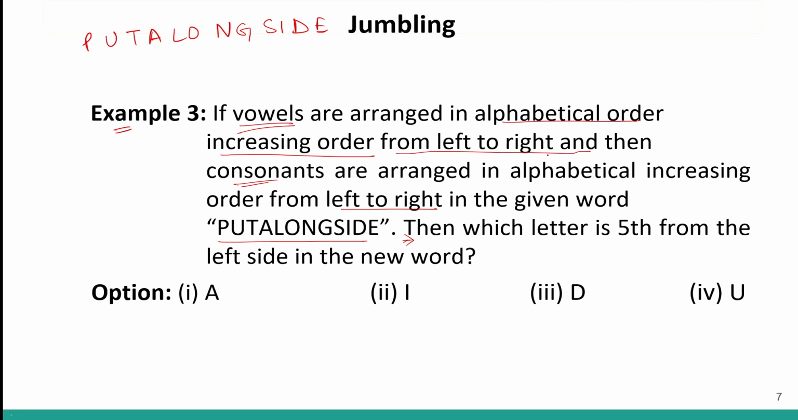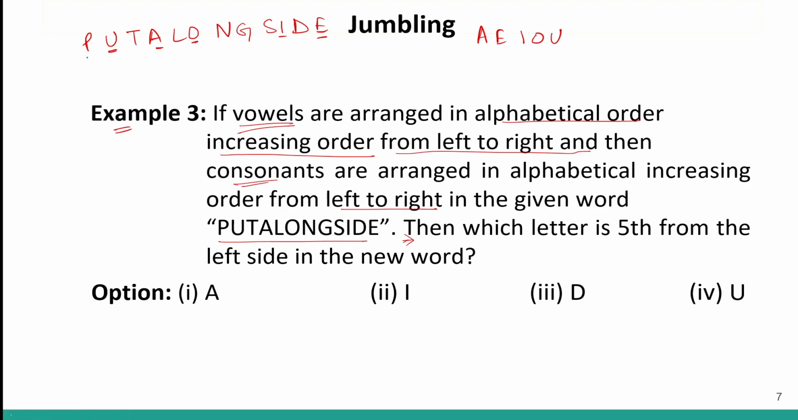First, we have to arrange the vowels. So vowels are U, A, O, I, and E. These are the vowels. So if I arrange the vowels, it will be E, I, O, and U. These will be the vowels. Then we have to arrange the consonants. So the remaining are the consonants. Let me put forward ranks for the consonants for your convenience.